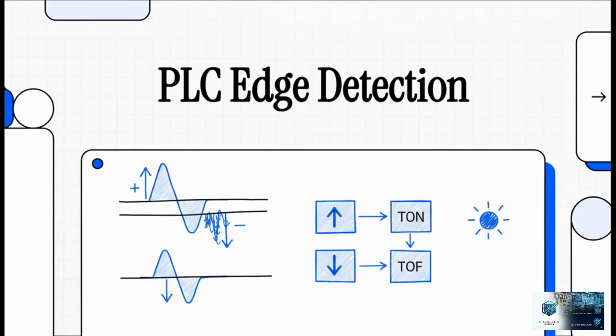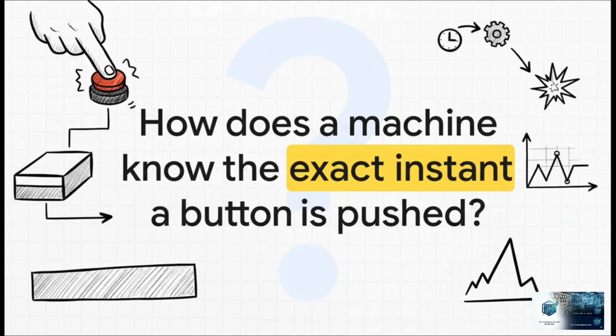Hey everyone, and welcome. Today we're going to jump into a concept that is honestly a cornerstone of smart automation and PLC programming. It's called edge detection. It's basically the secret sauce that lets a machine react not just to a signal, but to the exact instant that signal changes. So how does it all work? Well, let's dive in.